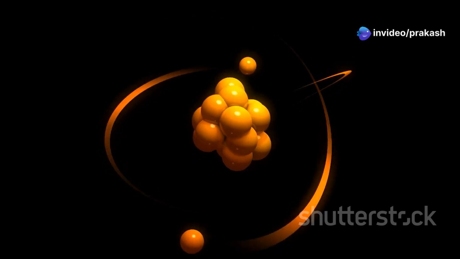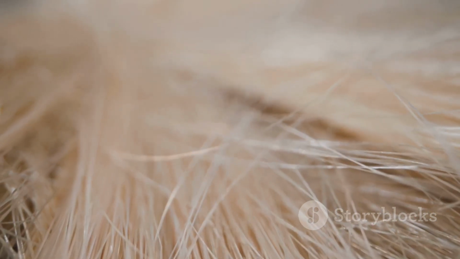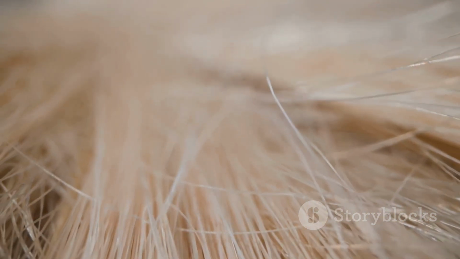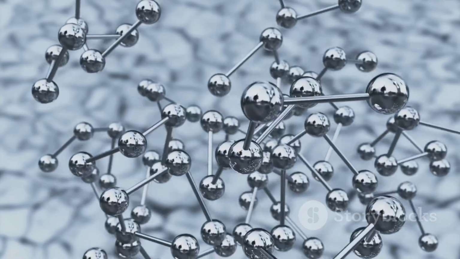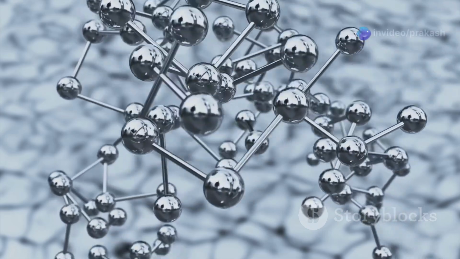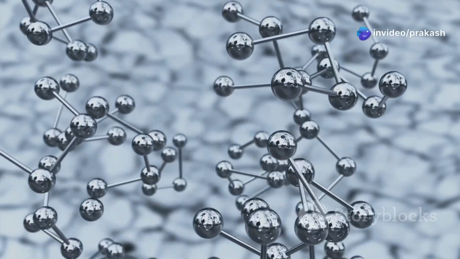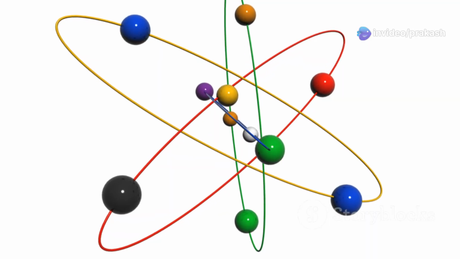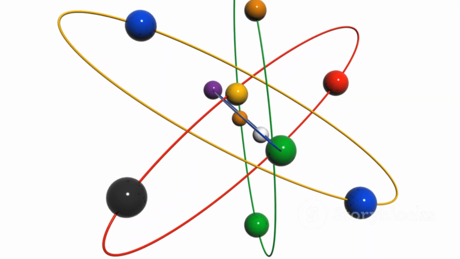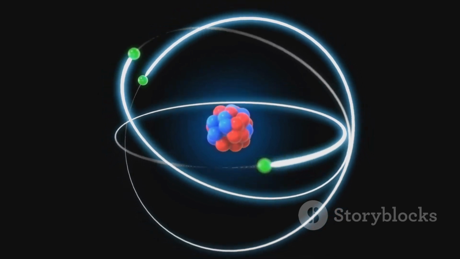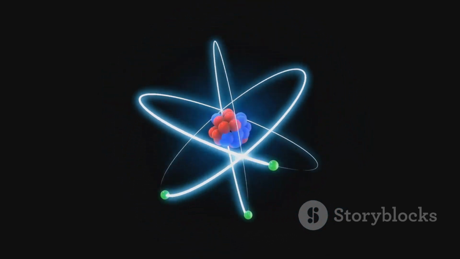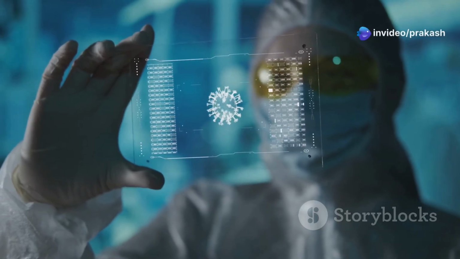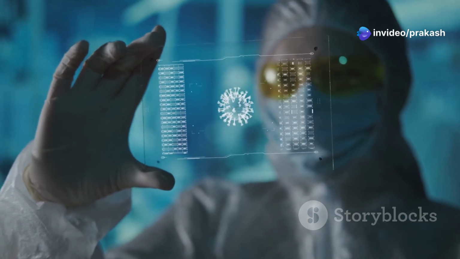Atoms are incredibly small. To give you an idea, a single strand of your hair is about 1,000,000 atoms wide. Yet, these tiny particles are buzzing with activity, thanks to even tinier particles within them called subatomic particles. These subatomic particles, protons, neutrons, and electrons, hold the key to understanding the atom's identity and behavior. Join me as we delve deeper into the fascinating world of atomic structure.